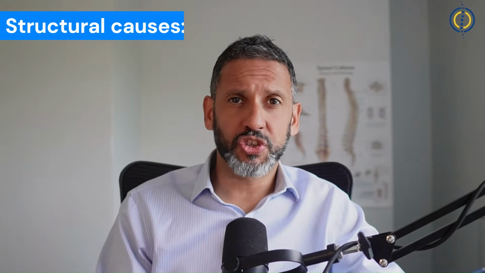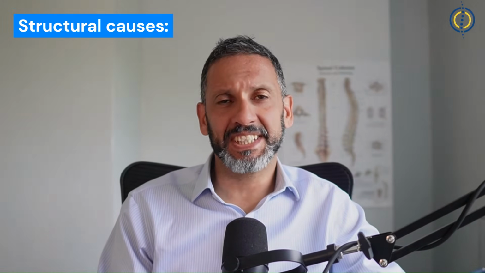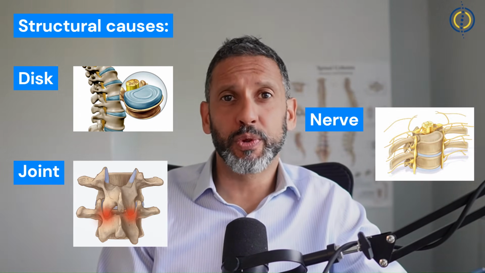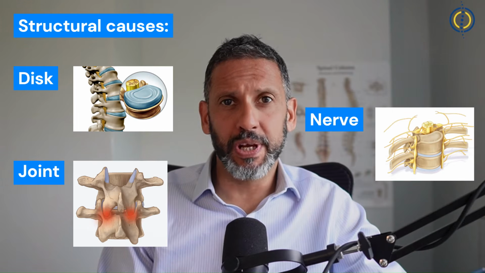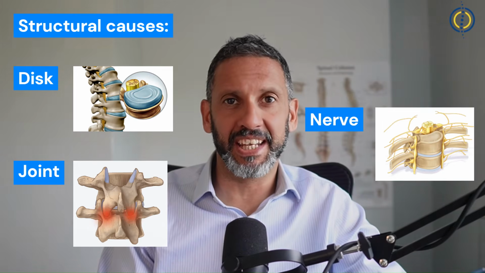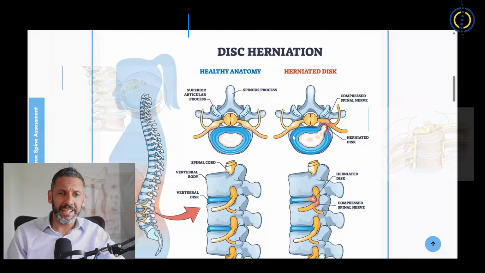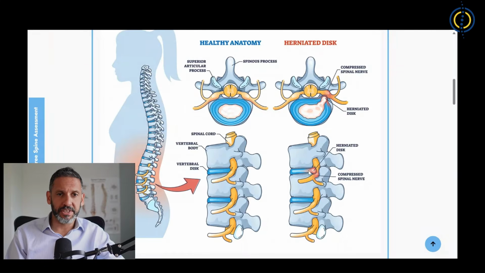When looking for a structural cause, I often ask, is it a disc, is it a joint, or is it a nerve? Because scans often show problems with all three of these structures, so it's really important to have a good clinical understanding of the general picture to figure out which one is causing it. To explain this, let's run through the anatomy of the spine.